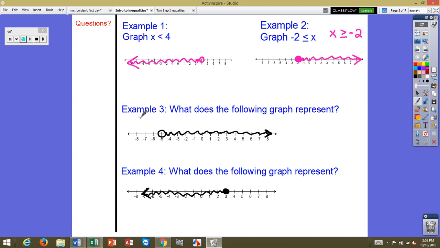So what does the following graph represent in example 3? Well, we know we've got an open circle on negative 5, and we know it's going to the right. So we're going to say x is greater than negative 5. Okay? For example 4, what does the following graph represent? We've got a closed circle on 3, and our line is moving to the left. So we're going to say x is less than or equal to positive 3.